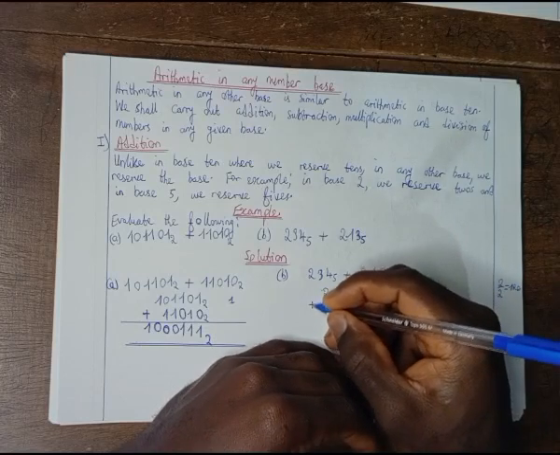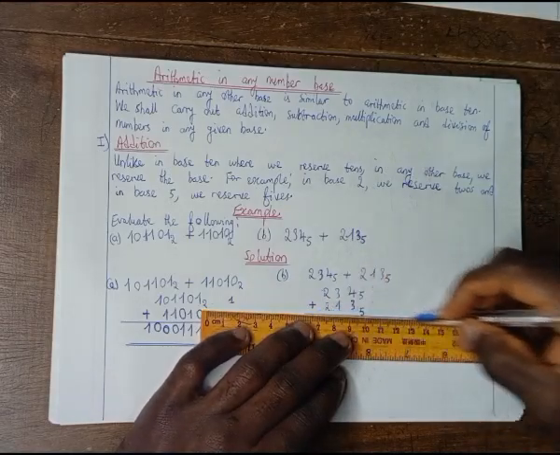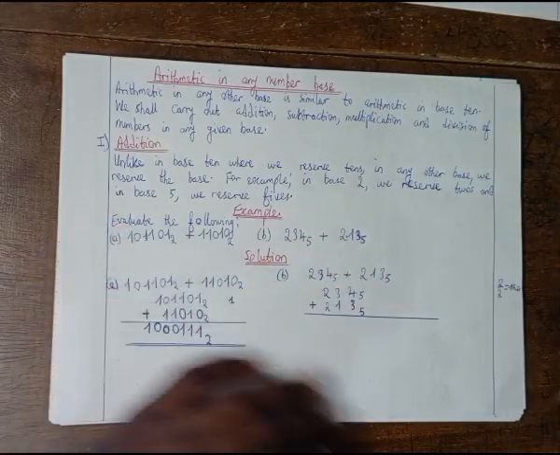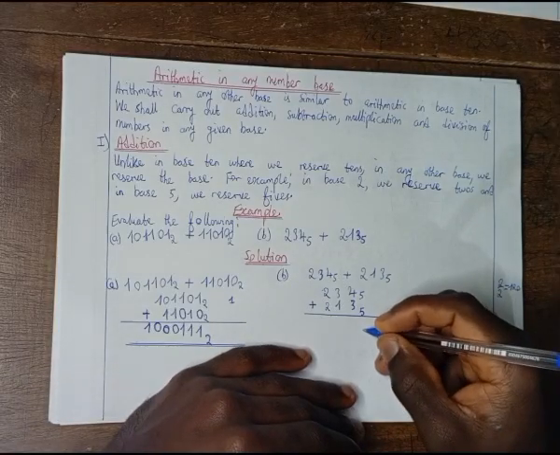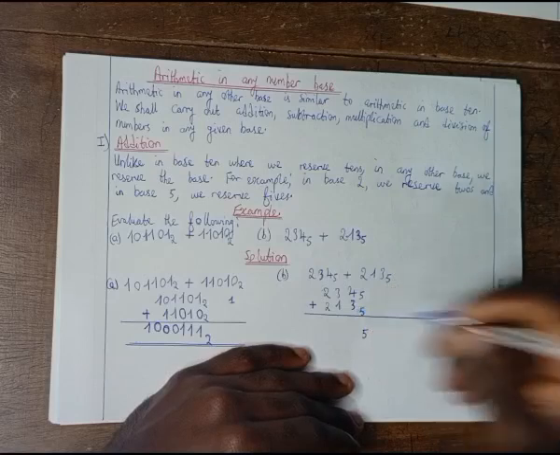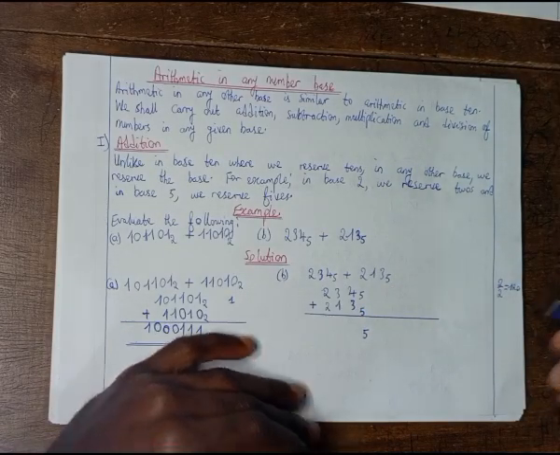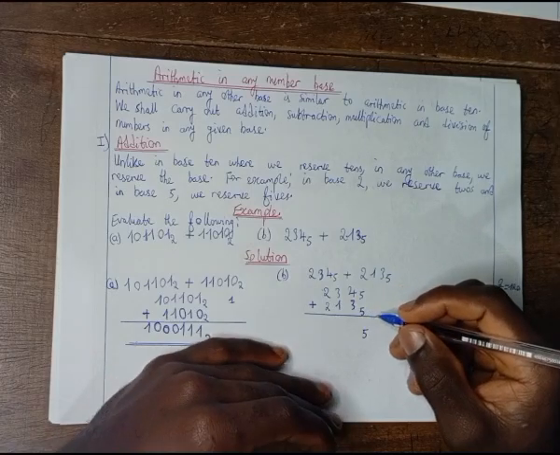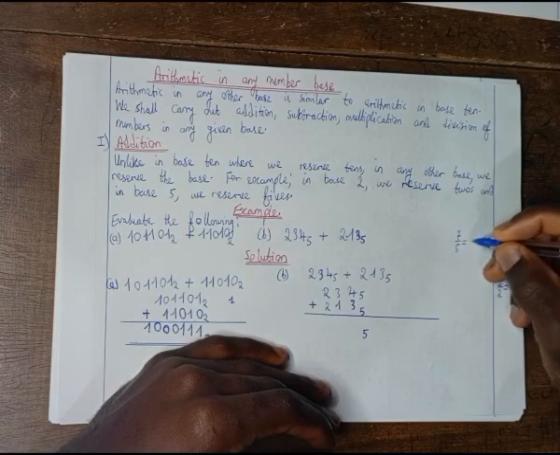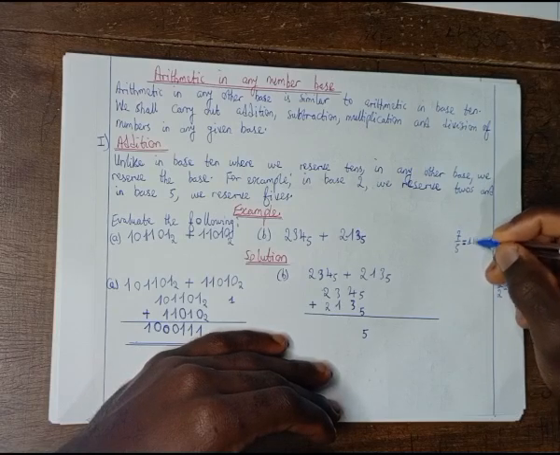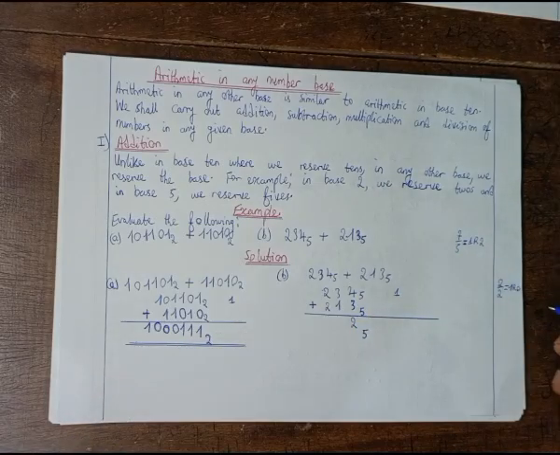Then we put the addition sign, then we draw our horizontal line. Then we add the digits, starting from the right hand side to the left. First we put the base, which is 5. 4 plus 3 gives us 7. The digit 7 is not used in base 5 because 7 is more than 5. So if we divide 7 by 5, it gives us a whole number part of 1 and a remainder of 2. We write down the remainder 2, carry the whole number part 1.